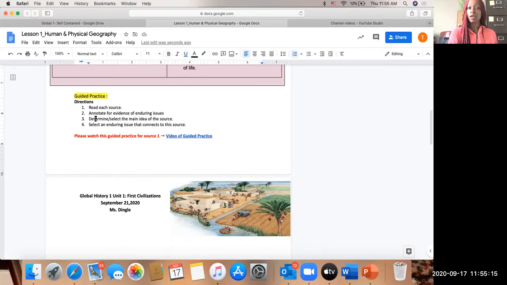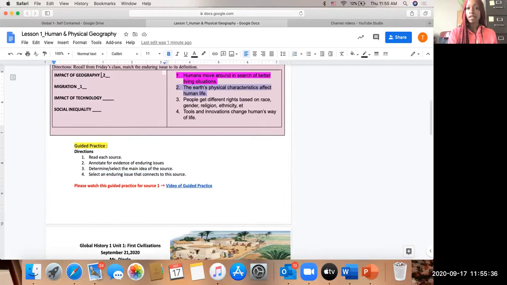Then after you do that, you're going to determine what the main idea of the text is. So after you annotate it for your evidence of the enduring issue, you can pull from that to let your teacher know what the main idea of the text is, all right? And then after you say the main idea, there's going to be a column or a list of enduring issues that you're going to then select the example of. Just like we did in the do now, the match, you're going to do it independently, okay?